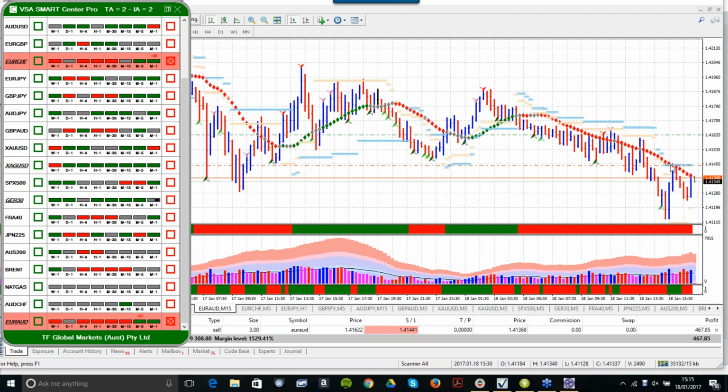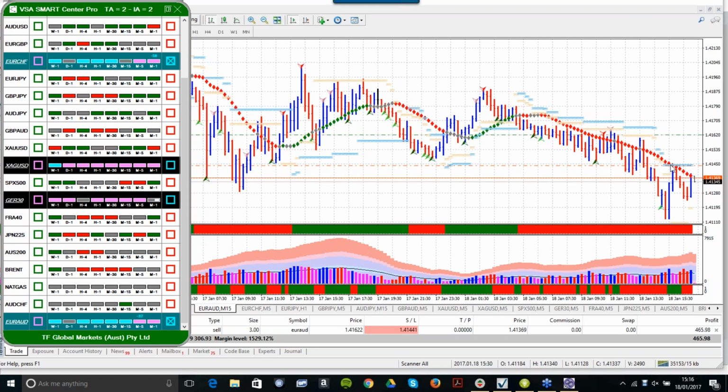Now, this is a proprietary system that was invented about 17 years ago by a London professor who gave the code to Tom Williams. And Tom Williams is the man that invented VSA. And what this is doing, it's measuring bullish versus bearish volume in a trend.